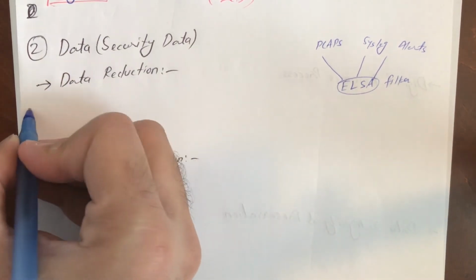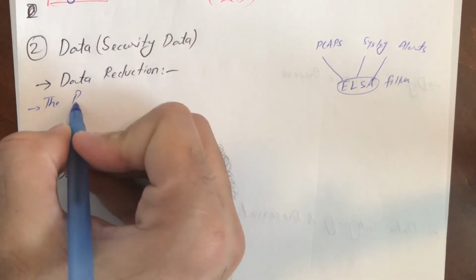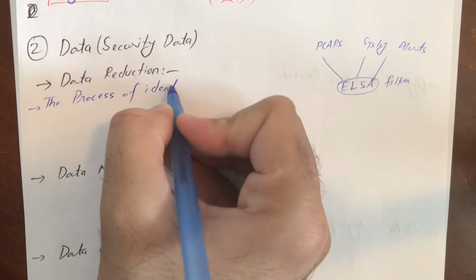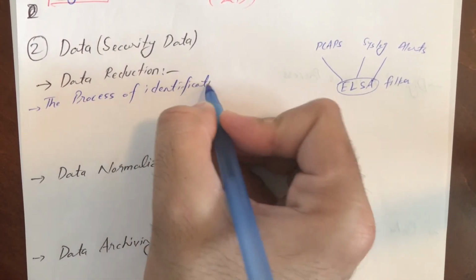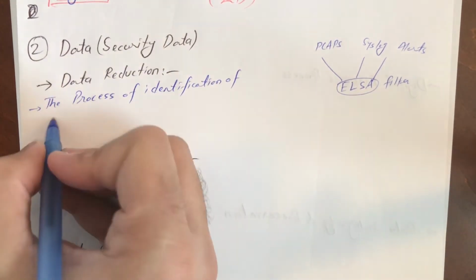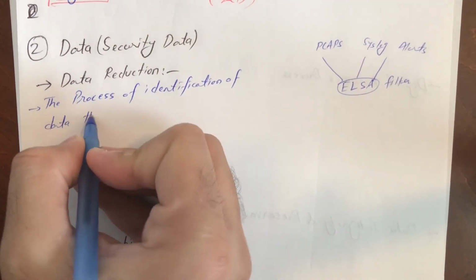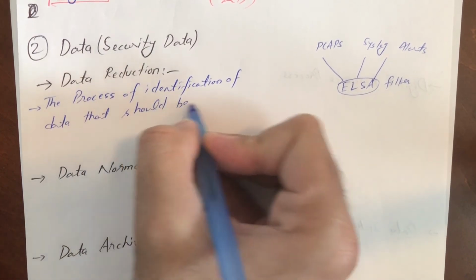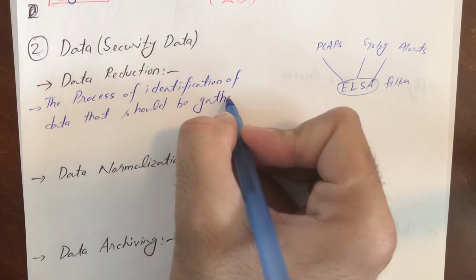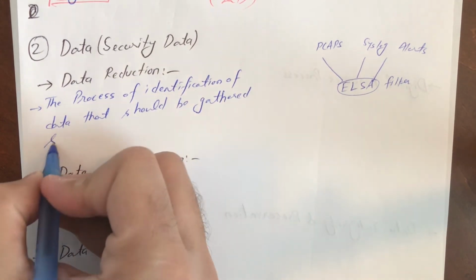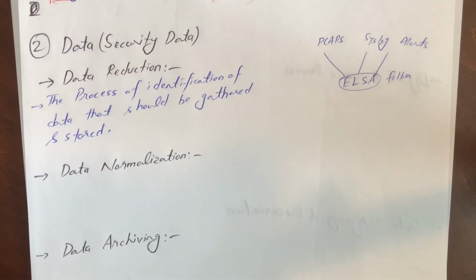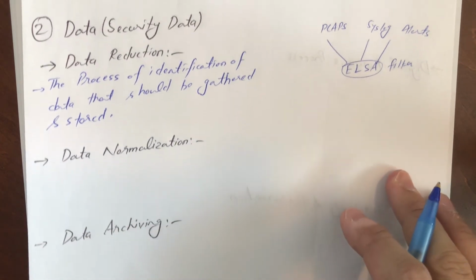So data reduction is a process of identifying the data that should be gathered and stored. In this process we focus on the data that we might need.